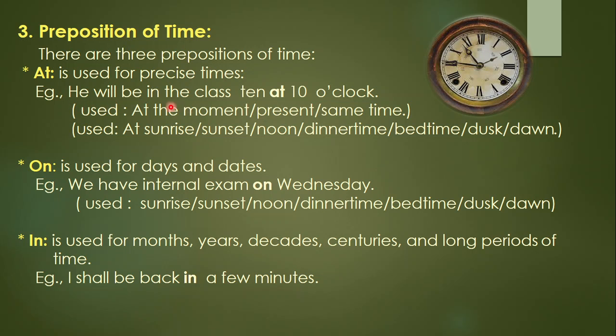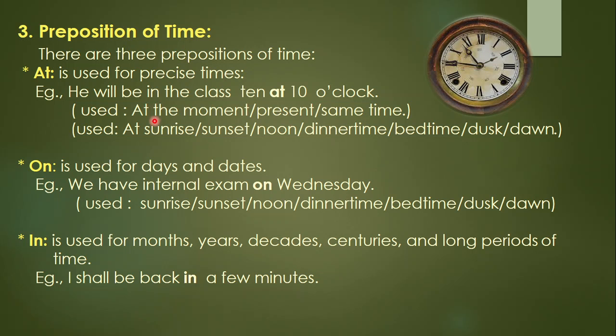Okay, he will be in the class at... Okay, look at the word: class 10 at 10 o'clock. So here class 10, 10 is a room number or a class number. So he was studying in class 10. He will be in class 10 at 10 o'clock. Okay. So use it for the moment, the present, the same time.